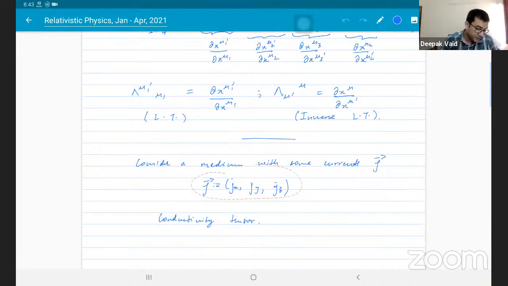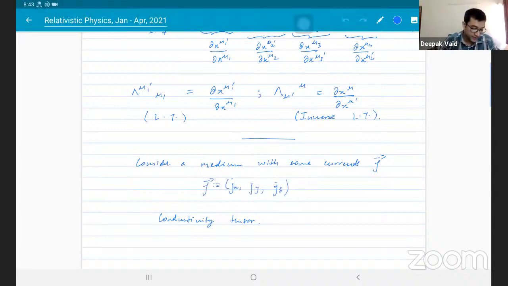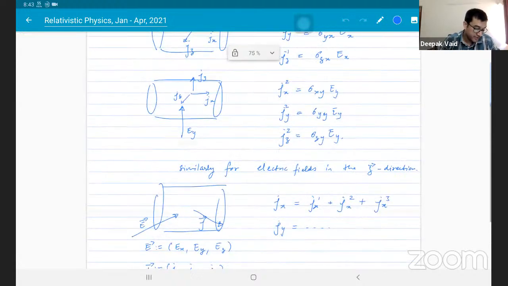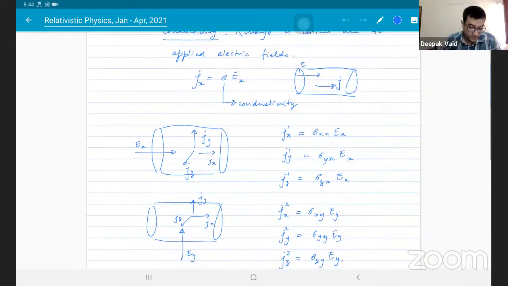But then you can actually explain why this transformation should have this form by looking at a physical situation. For instance, I gave you this example of currents in some material. And these currents are generated due to the application of some external electric field. Now, in an arbitrary system, you can have anisotropy.